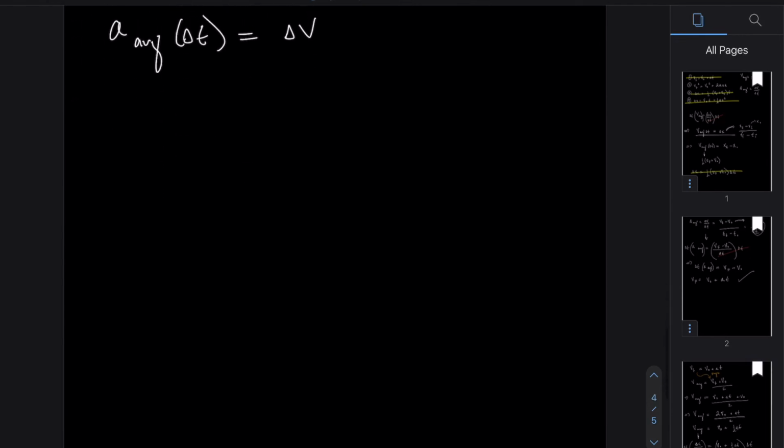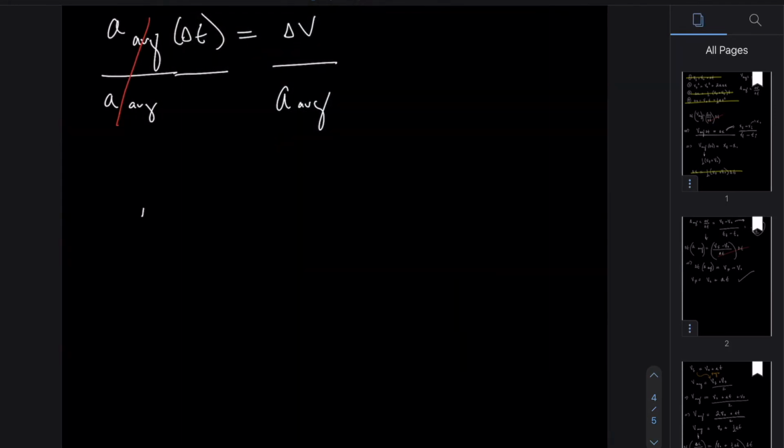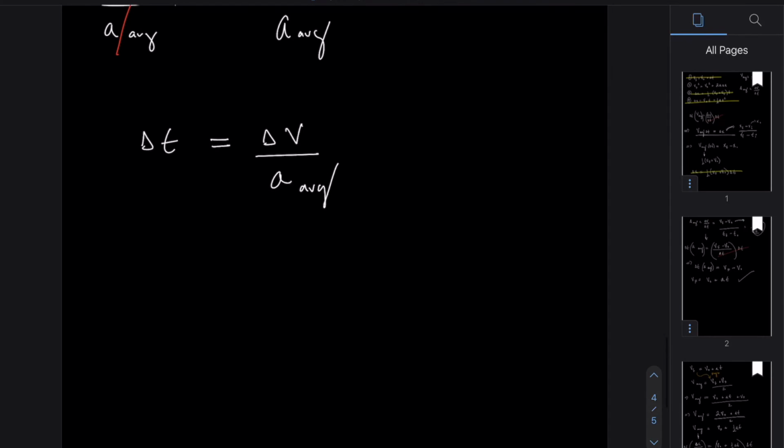Then we're just going to divide both sides by average acceleration, right? These are going to cancel out, and we're going to have that the change in time is equal to delta v over average acceleration, right? So that's going to be the expression we use to substitute time, and we can really do that in any of the previous equations that we already know.